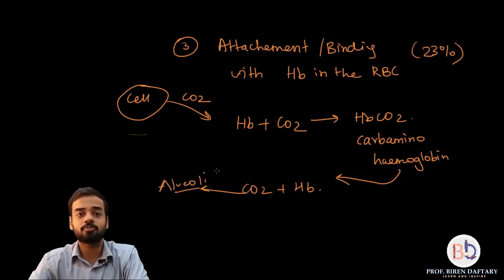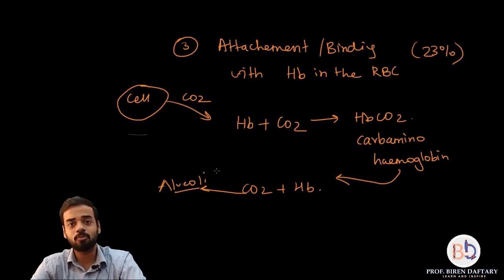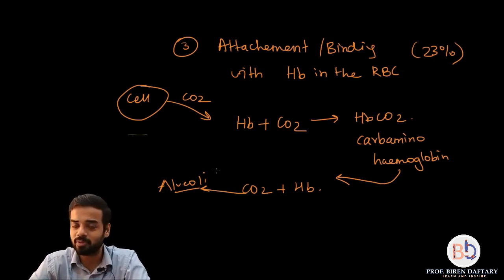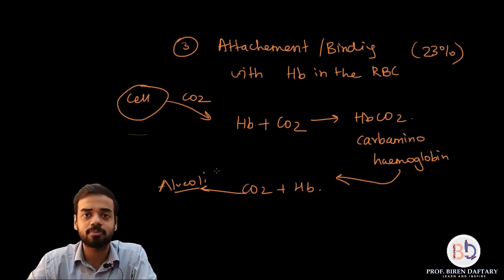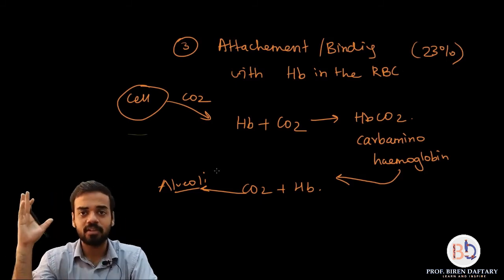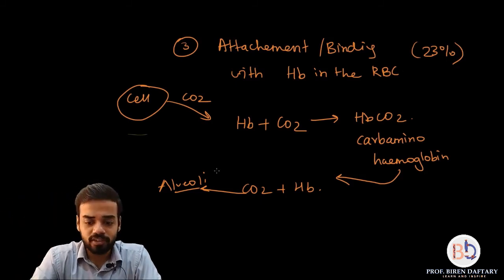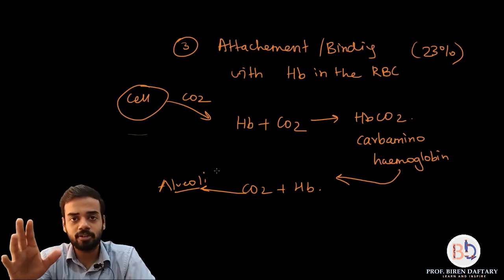I hope you are getting this point. So this is a very simple mode of transport. You don't have to remember much. Just remember, carbon dioxide and hemoglobin form a structure. They dissociate when they reach the lungs. Dissociation is because of high partial pressure. Is this clear? So with that we finish the transport of carbon dioxide.